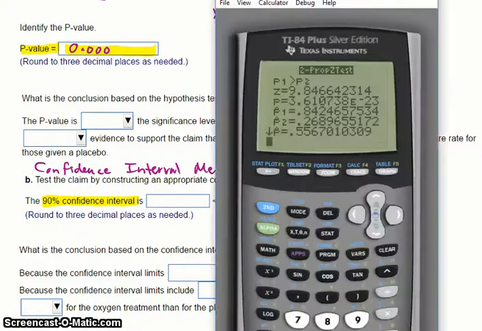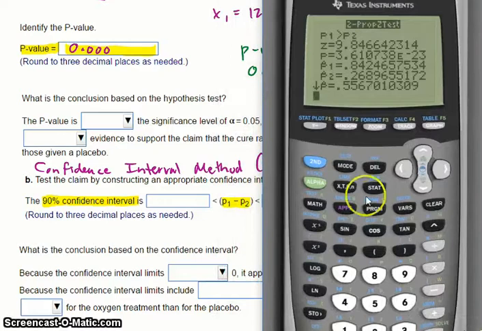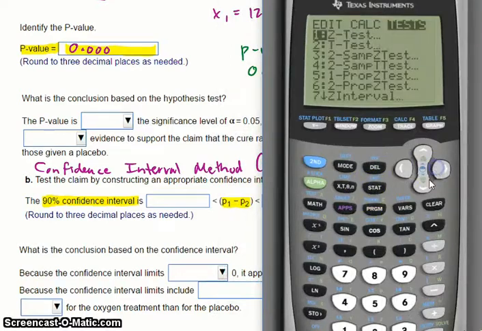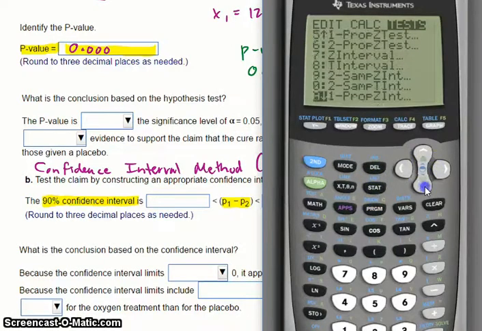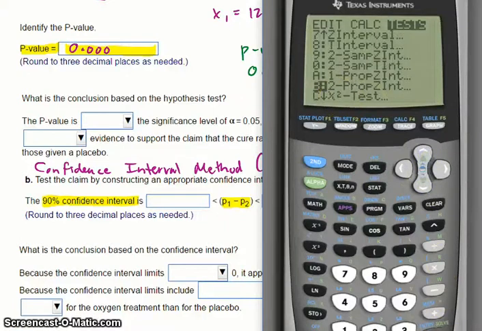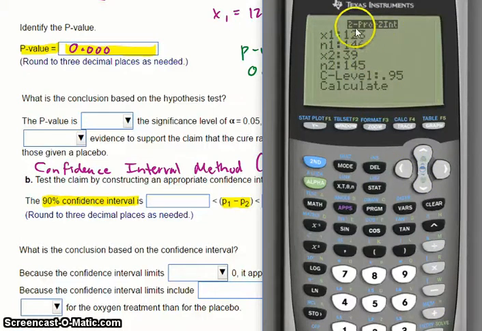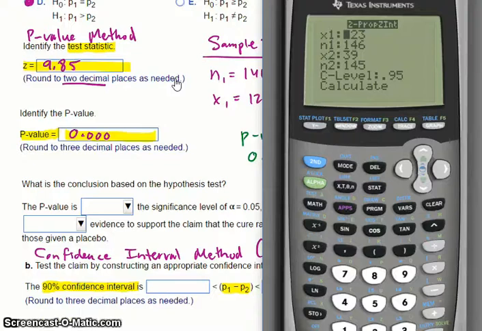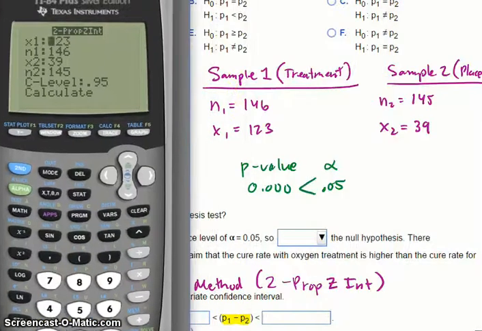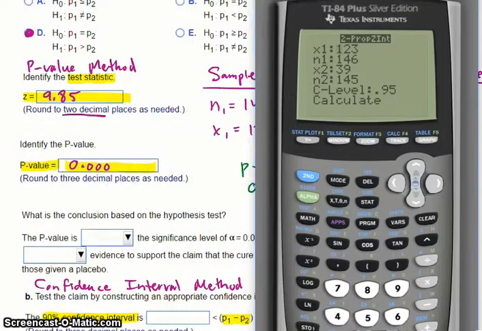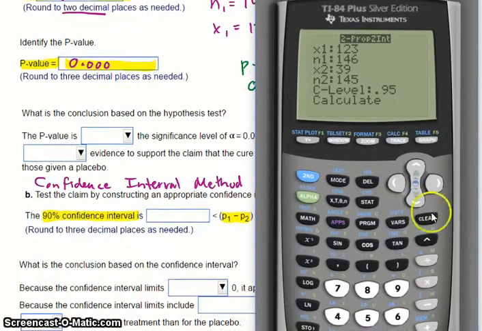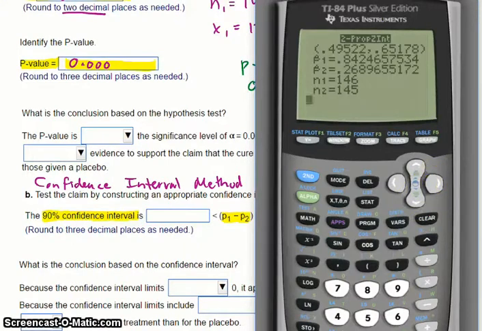I'm going to take a look at the calculator, and we're going to go to stat, go to test, go to 2PropZInt. So that's the function, press enter. All of those values which we put in for 2PropZTest transfer over, so we don't need to change those values. The only thing we need to change is the confidence level. So the confidence level, we'll back up here, 90%. We're going to go down here, change this to 0.90, and then calculate.